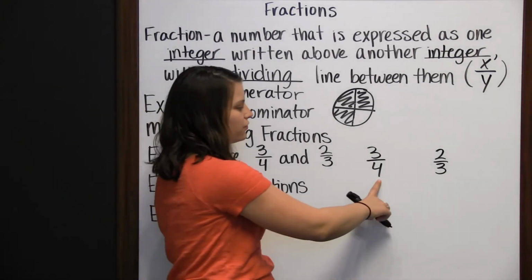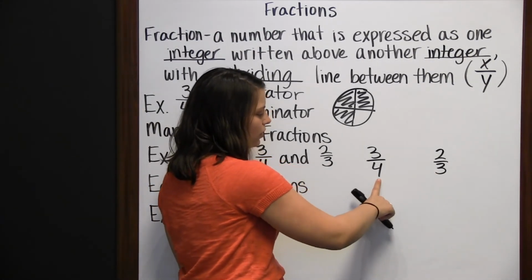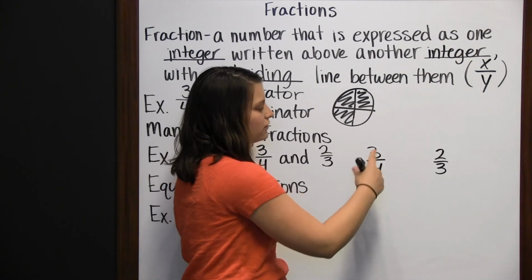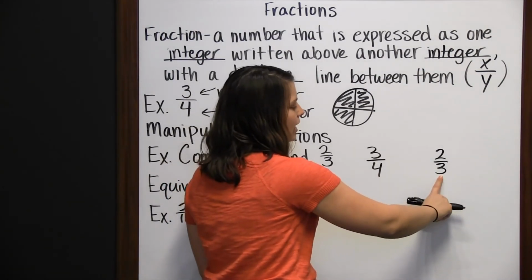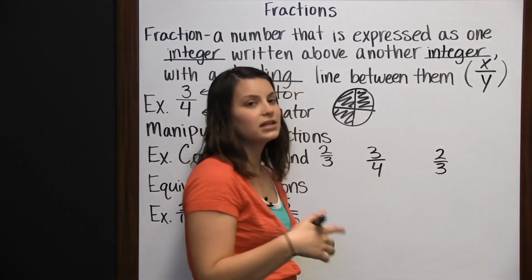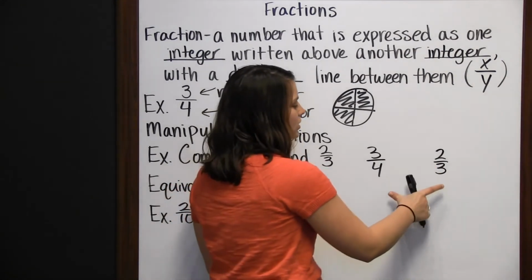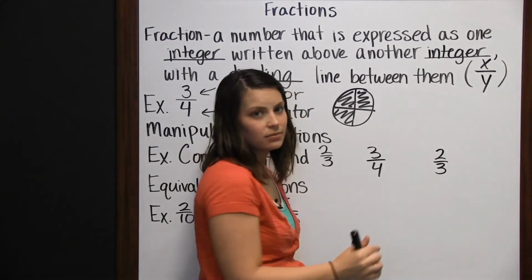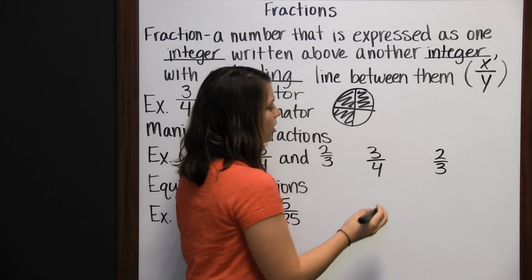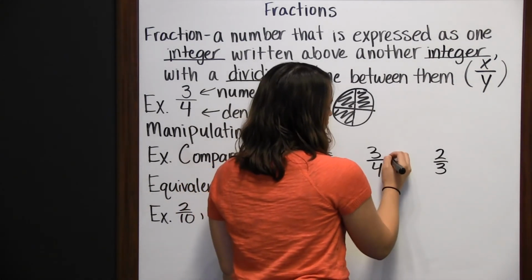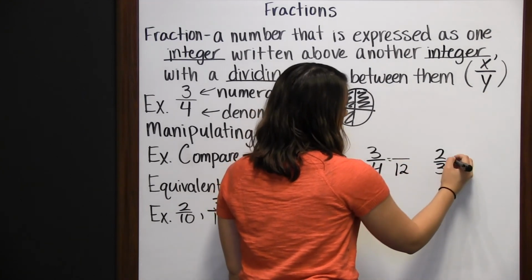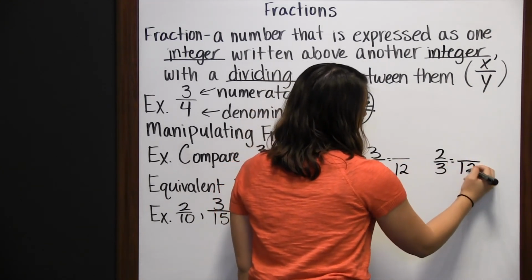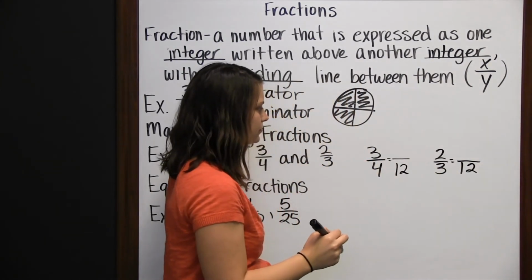So the multiples of 4 and 3, 4 is 4, 8, 12, 16, etc. 3 is 3, 6, 9, 12, 15, 18, etc. So the least common multiple between 4 and 3 is 12. So that means I want to change this fraction to something over 12. Same with my other fraction.